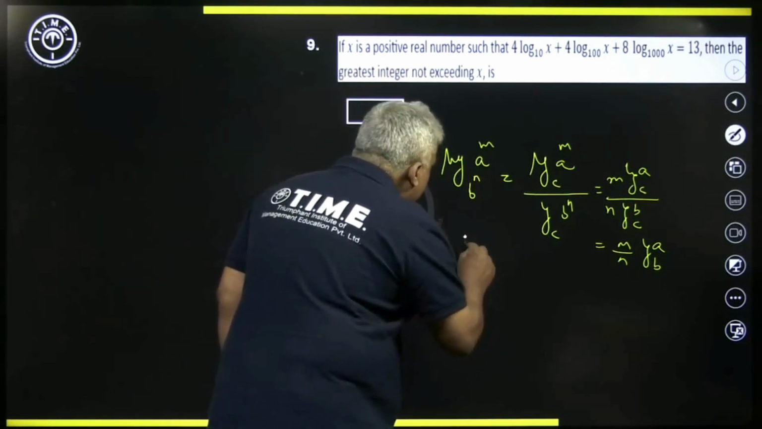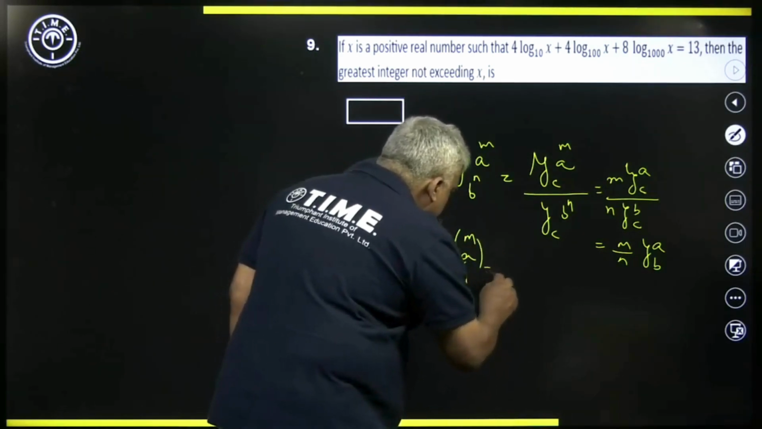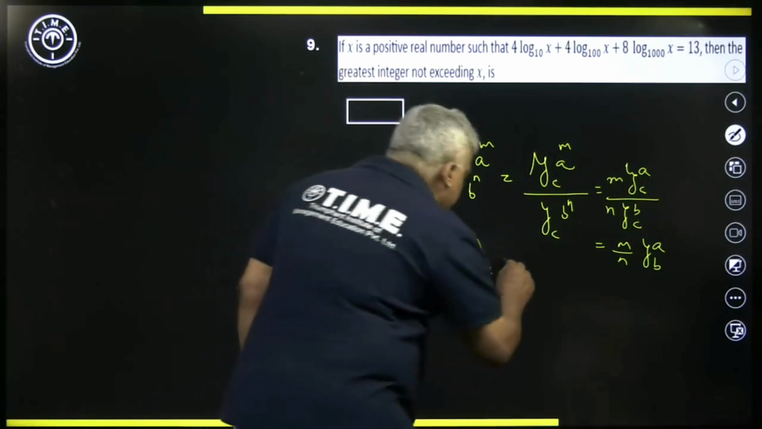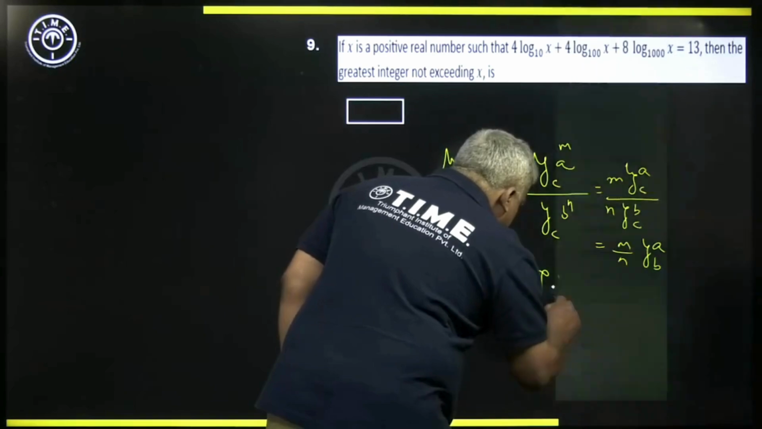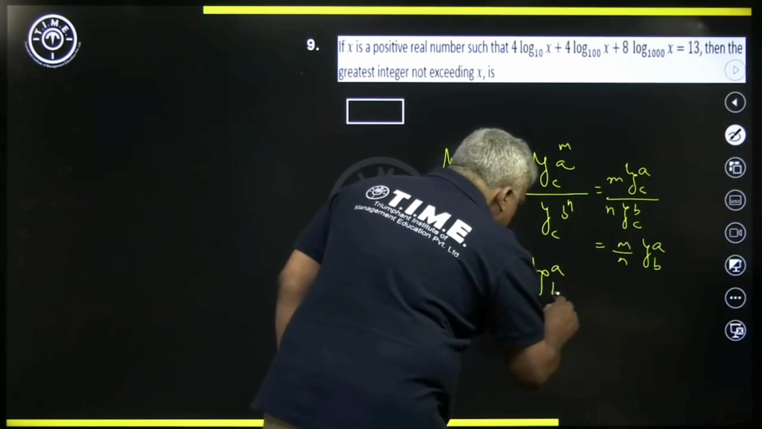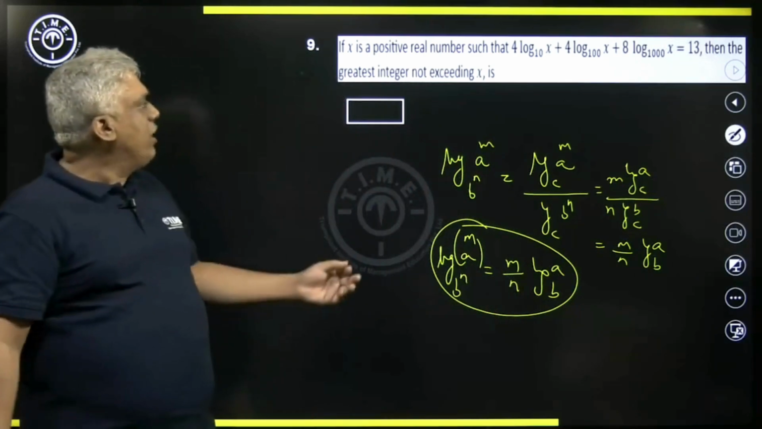So, you see that this is an important formula. So, a to the power m to the base b to the power n, we can write it as m by n times log of a to the base b, we can write it like that. So, it will help us here.